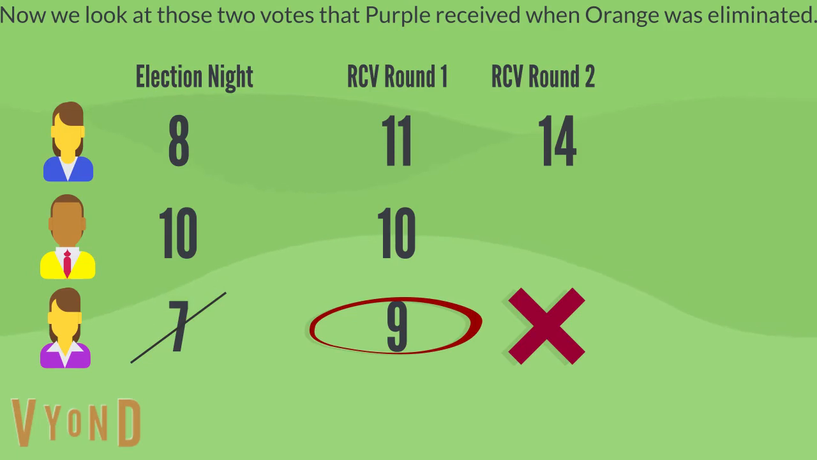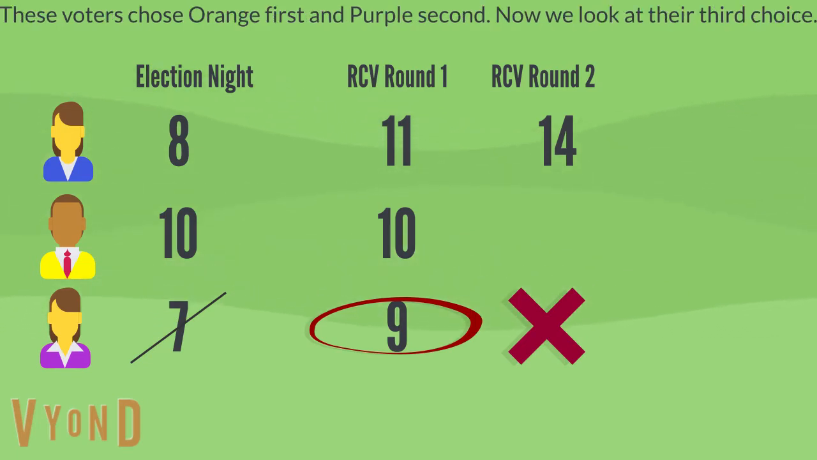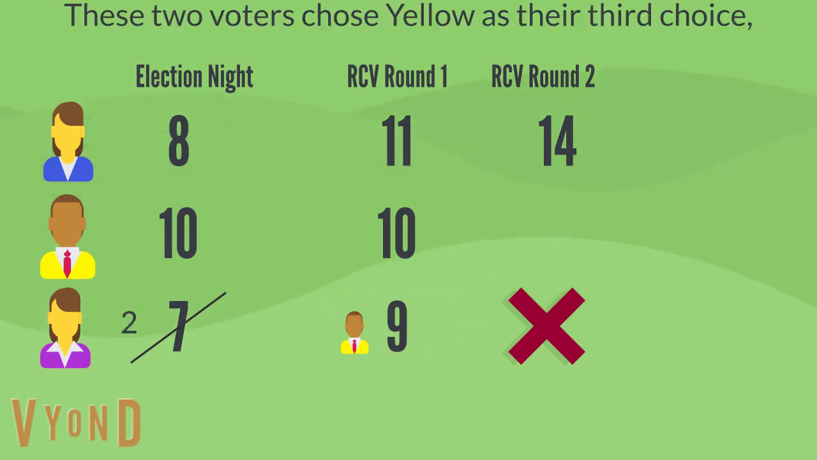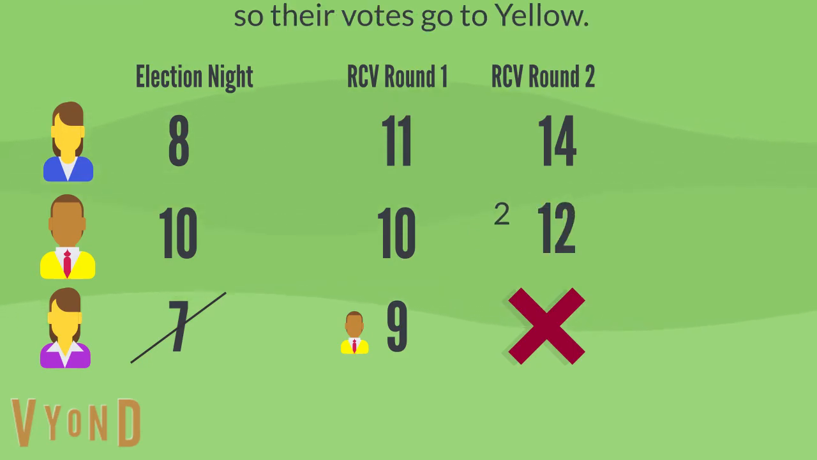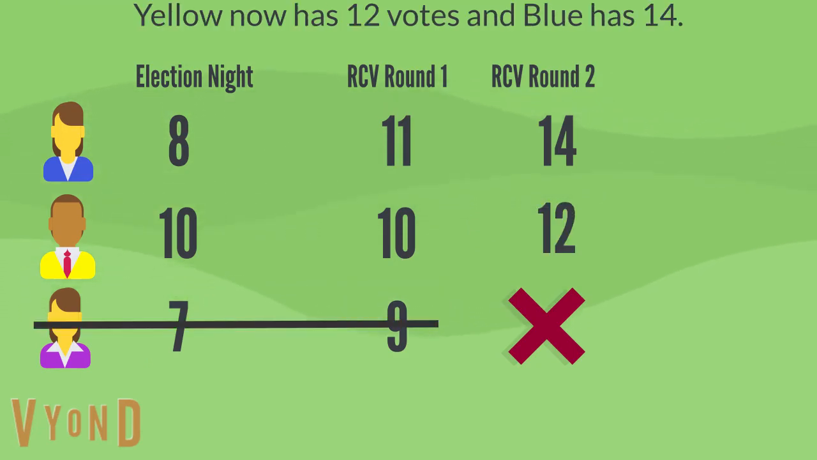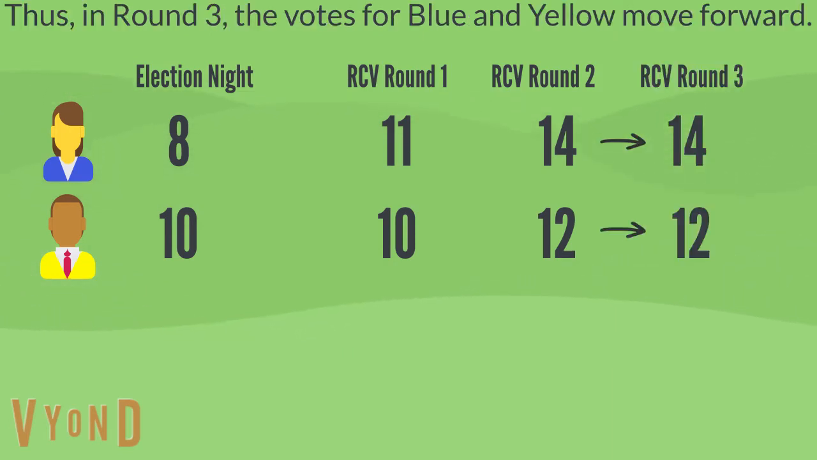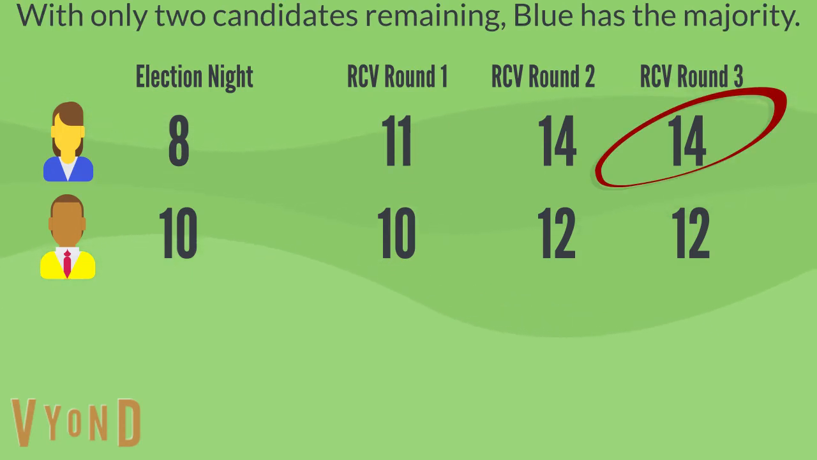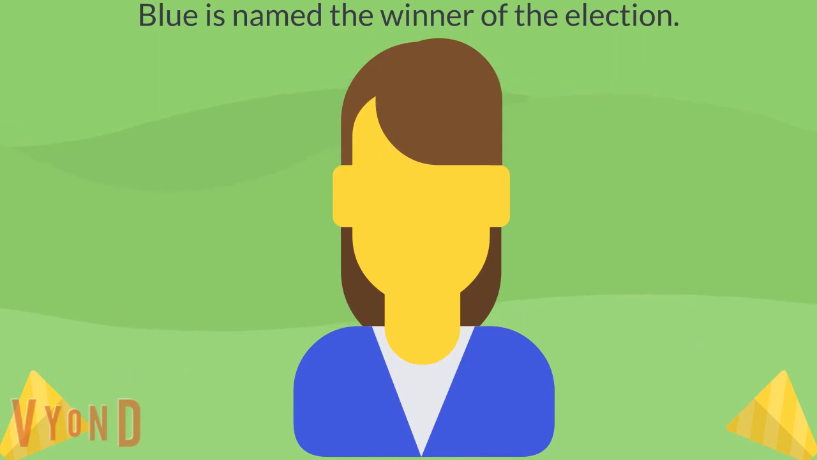Now we look at those 2 votes that purple received when orange was eliminated. These voters chose orange first and purple second. Now we look at their third choice. These voters chose yellow as their third choice, so their votes go to yellow. Yellow now has 12 votes and blue has 14. Thus, in round 3, the votes for blue and yellow move forward. With only 2 candidates remaining, blue has the majority. Blue is named the winner of the election.